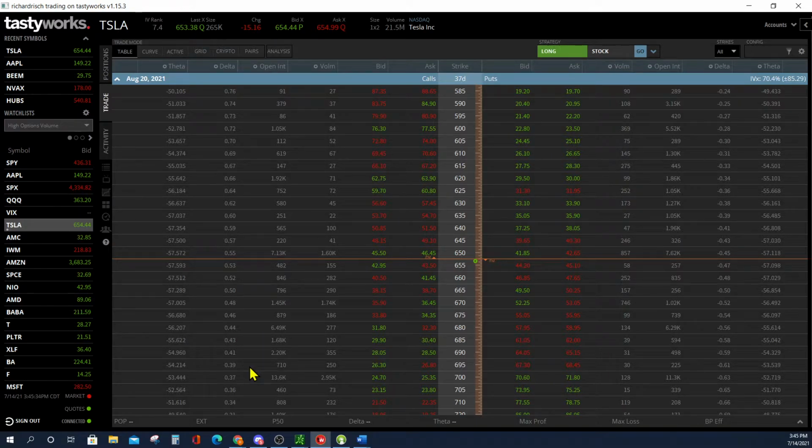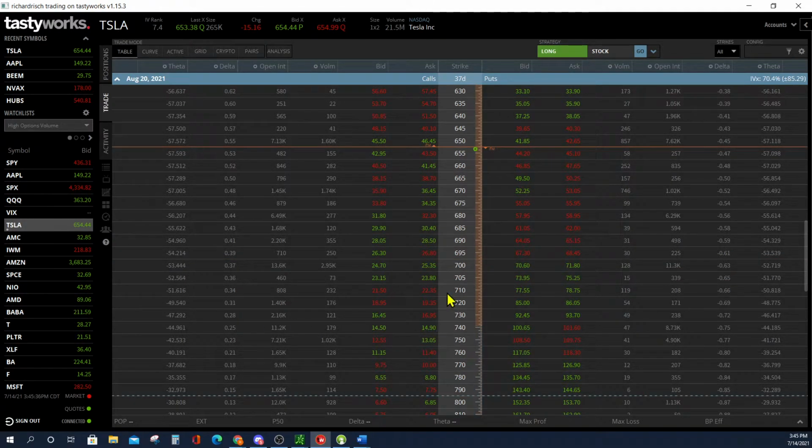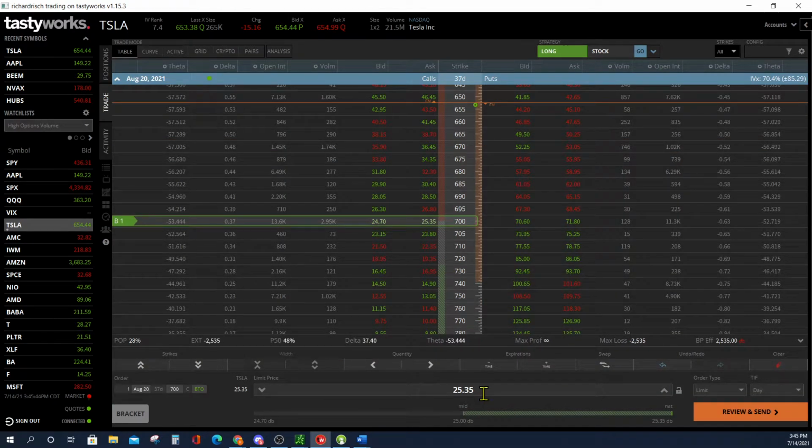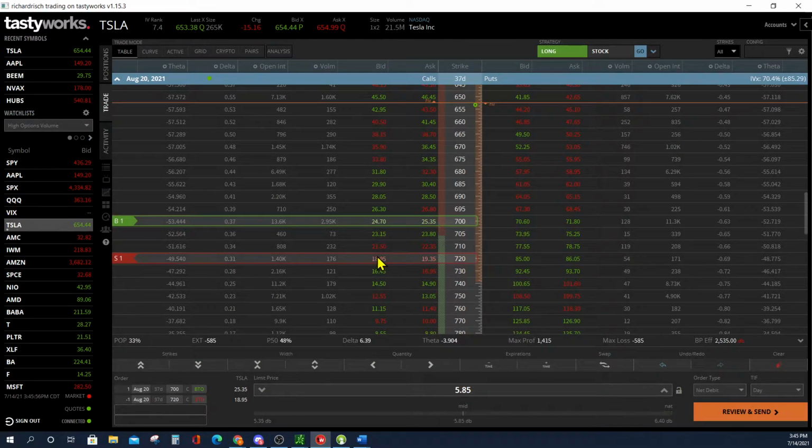Well, here's a nice one right here. So 700 for August. It's got a nice delta of 37. The 700's got plenty of liquidity. You buy it to open. Cost you 2,500 bucks. So we're looking for like a 30 delta to short it against. So let's just see where we find a 30. Oh, we found one right here. All right. So I'm going to take a short strike against that.